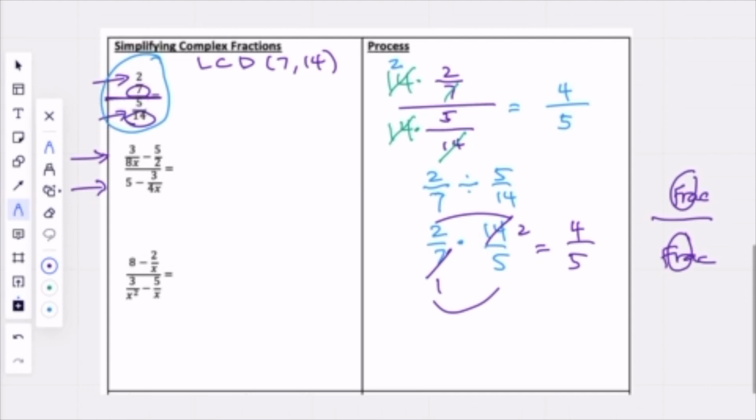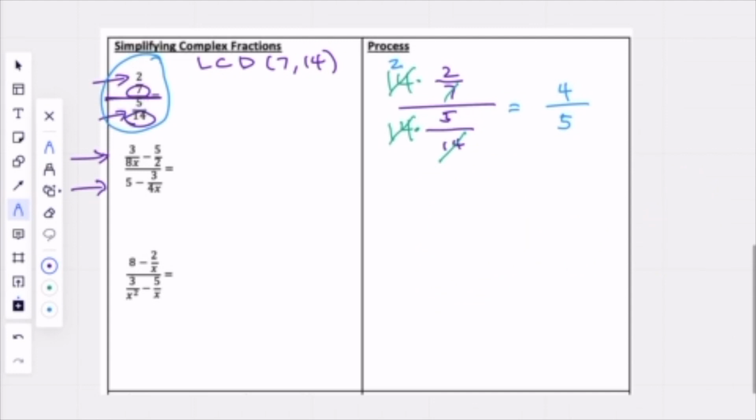So let's think about this next one. I am looking for the least common denominator of, let's see, I've got an 8x, I've got a 2, this is a 1, and I've got a 4x. So what can I turn all of these into? What's the least common denominator there? Well, it's definitely going to need an x in it, right? Because I've got an x in both. And then I've really got 1, 2, 4, and 8. So our least common denominator will end up being 8x.